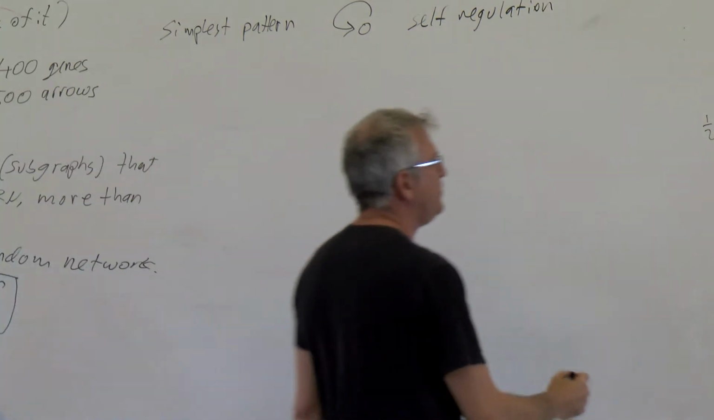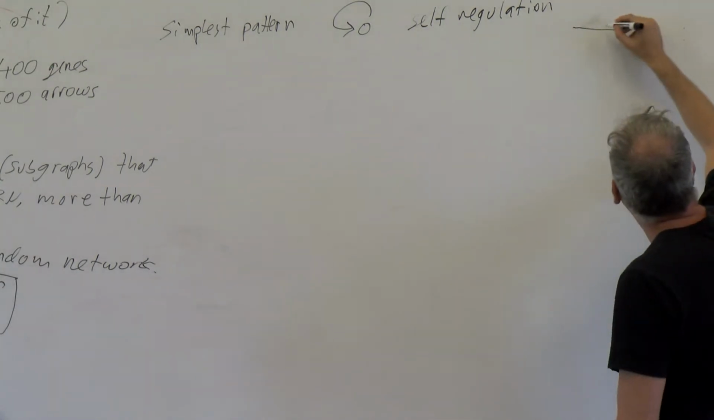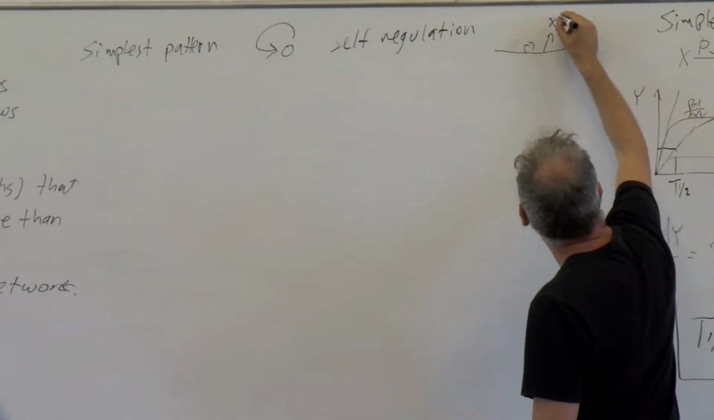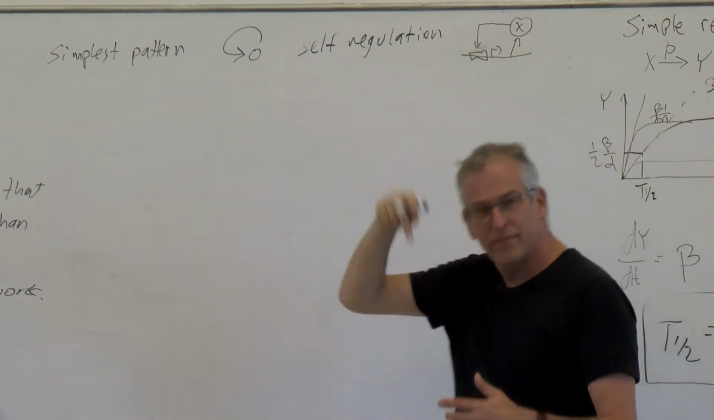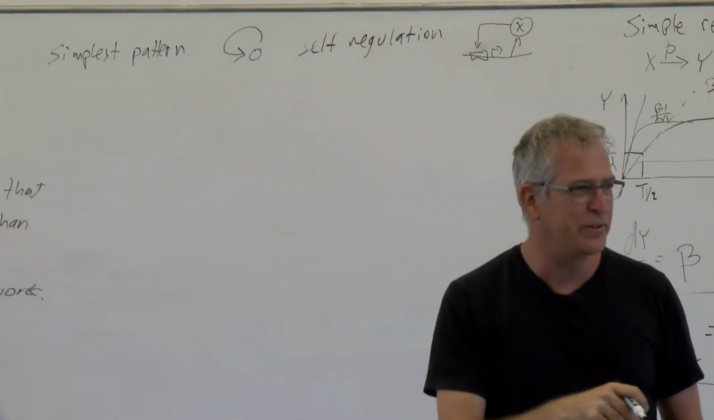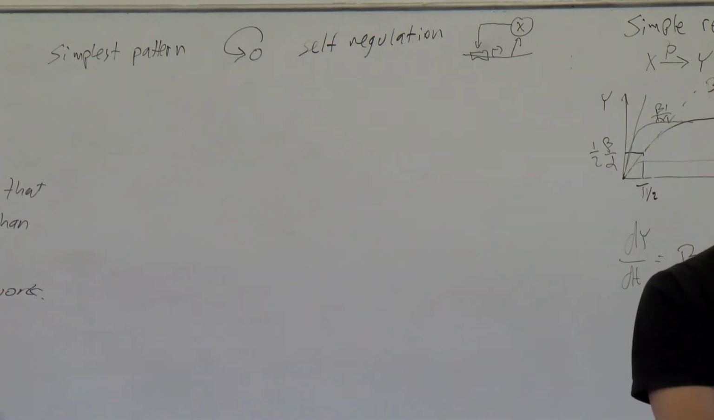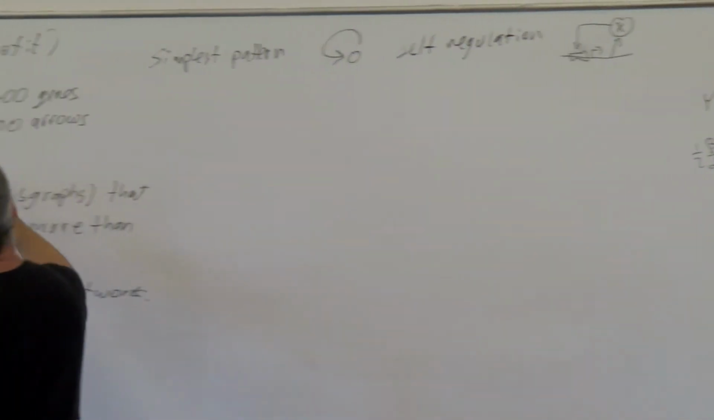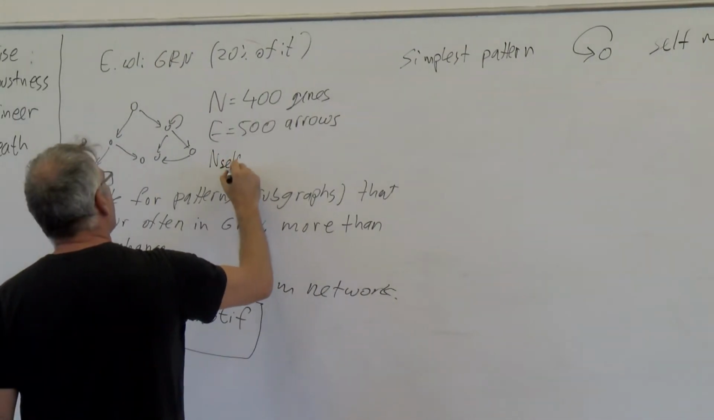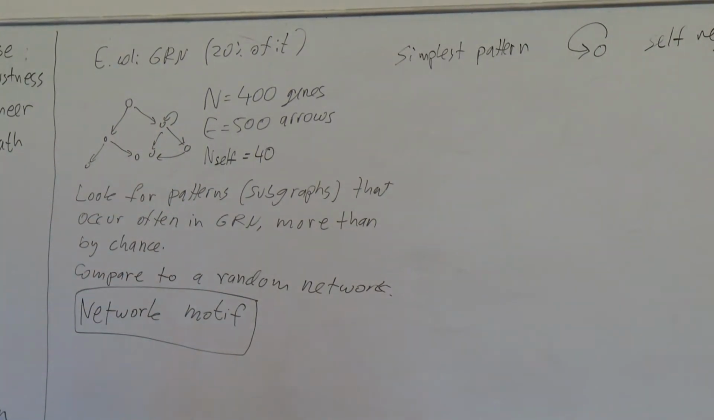Biologically, this means we have a gene, and this makes a protein that binds the promoter of itself and changes its own production rate. Mathematically, it means a node with an arrow that comes back to itself. In the real network, there are 40 nodes like that. Is this more or less than expected by chance?